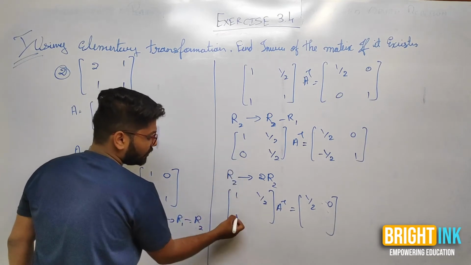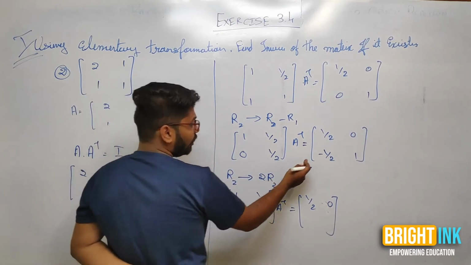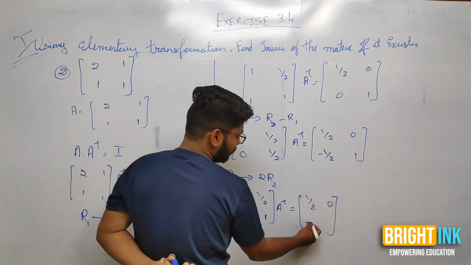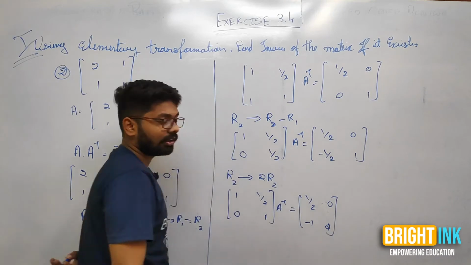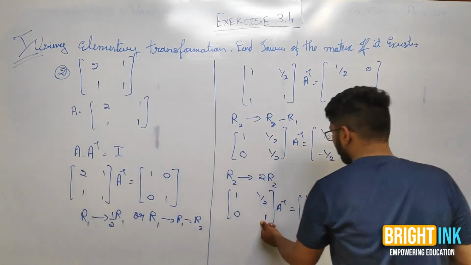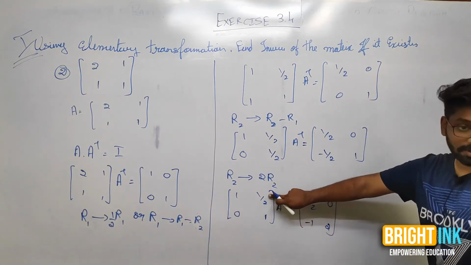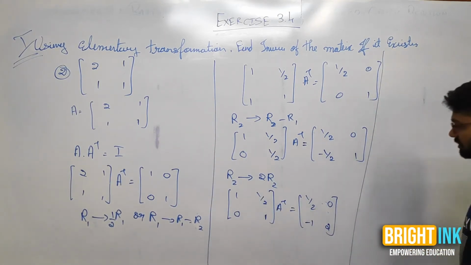So 2 into 0 is 0. 1 by 2 into 2 is 1. 2 into minus 1 by 2 is minus 1. 2 into 1 is 2. Clear? Understood? Clear? Okay. Now we have brought 1 to this position. Now he is working on the position above it. What you have to get there? 0, right?